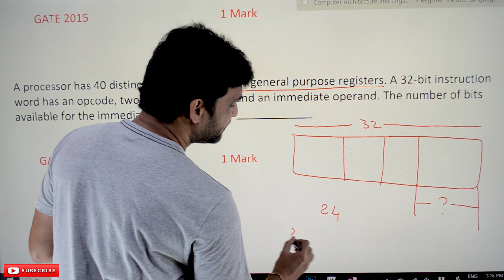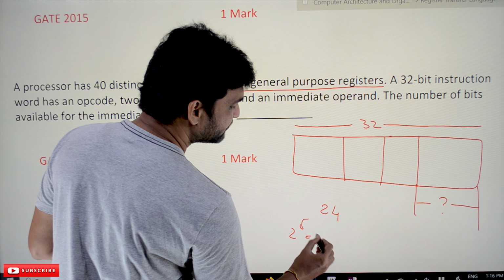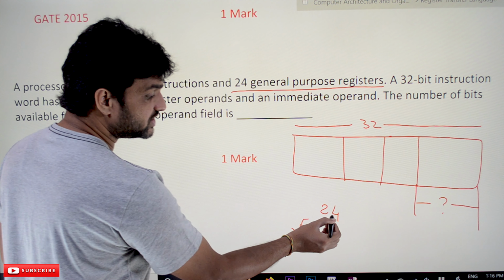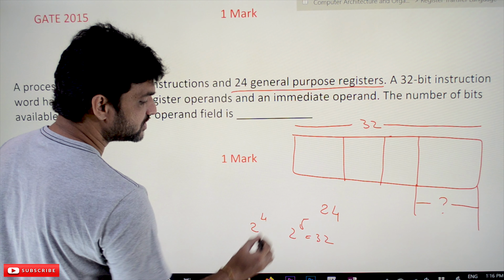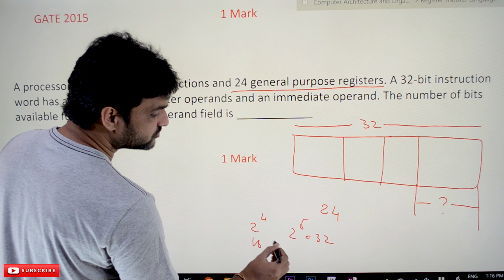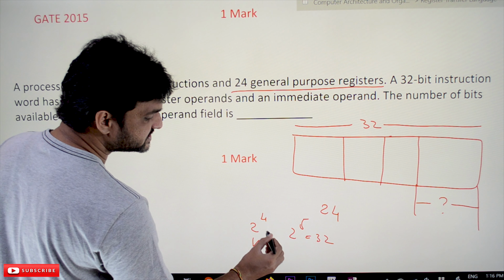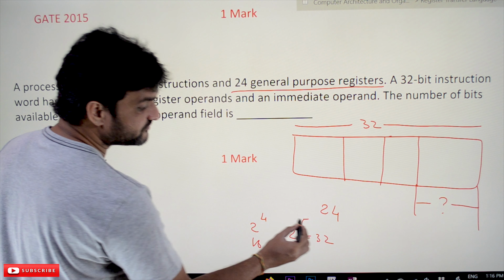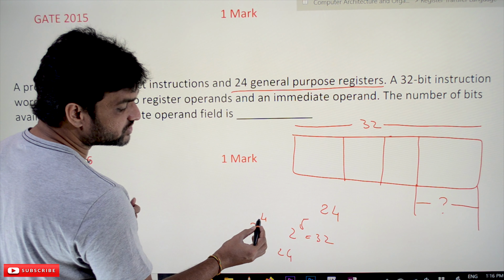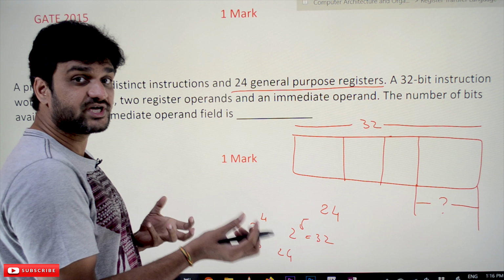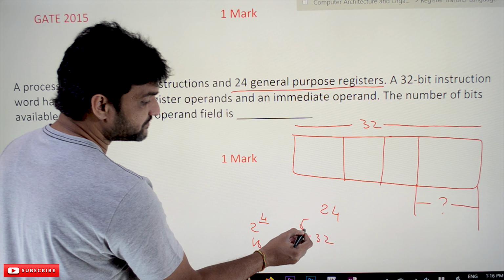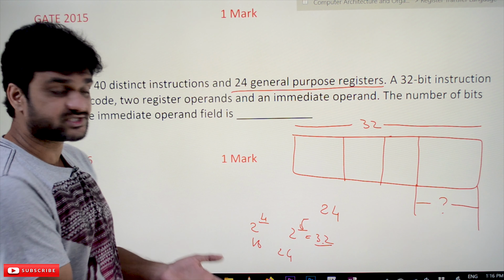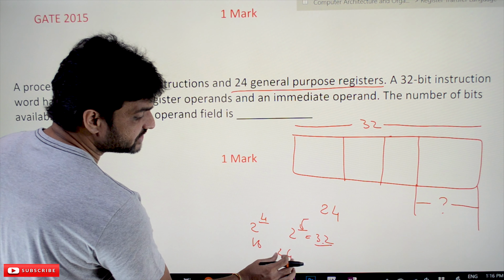It is 2 power 5. What is 2 power 5? 32 registers can be uniquely identified, but we have 24 registers. What is 2 power 4? It is 16. So the value 24 is between 16 and 32, so the bits should be between 4 and 5. The number of bits required to represent 16 unique registers is 4, and to represent 32 different registers is 5. But we have 24 registers.